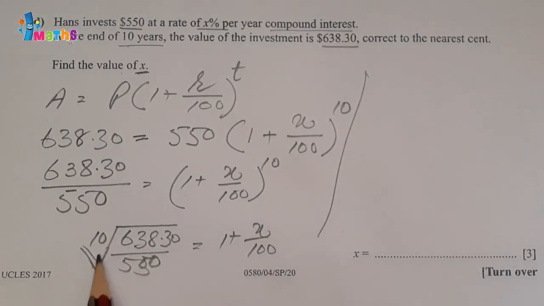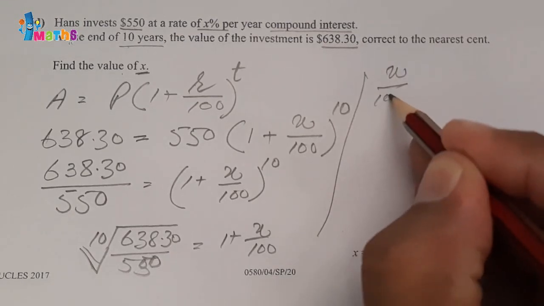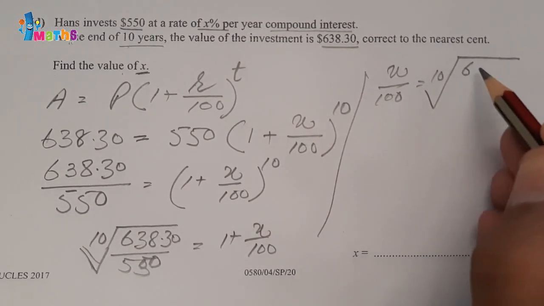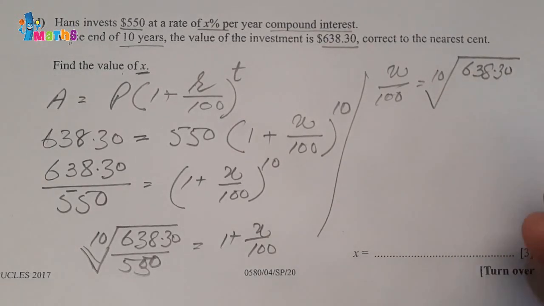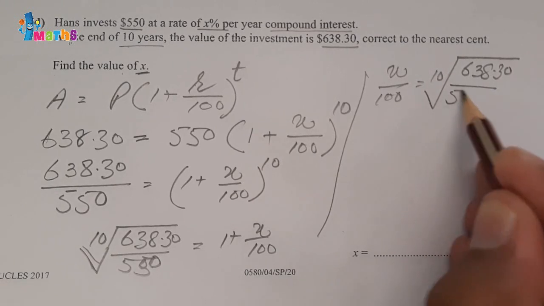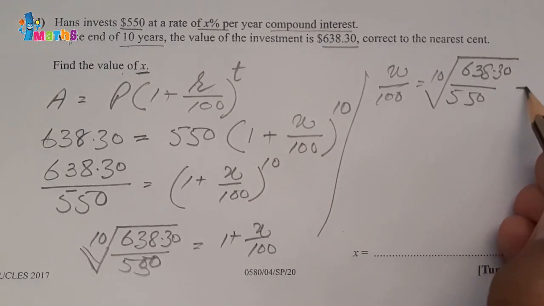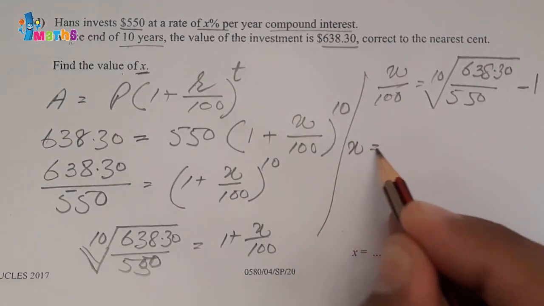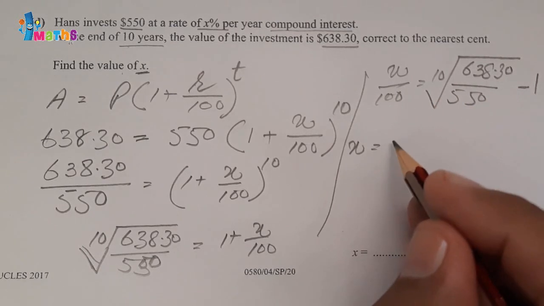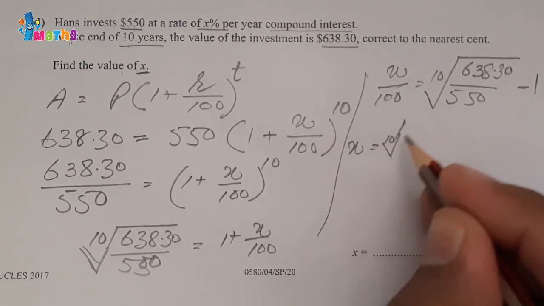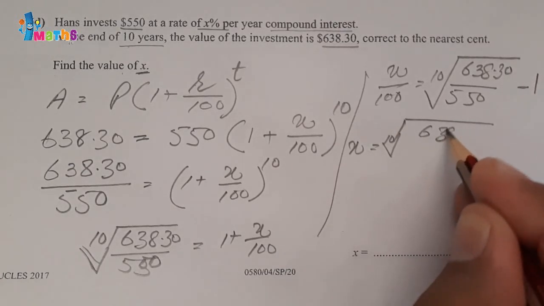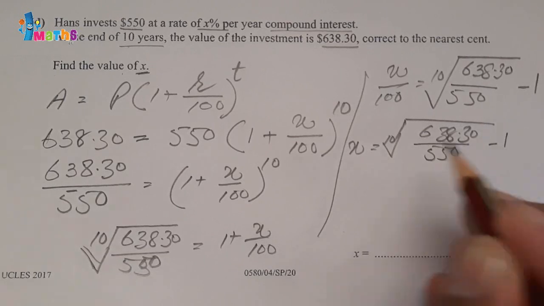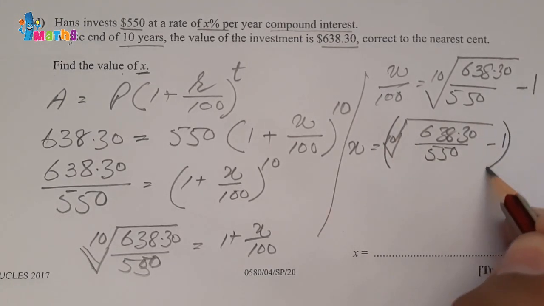Now we will shift 1 also to the other side, so X over 100 will be equal to the 10th root of 638.30 over 550, minus 1. Now 100 we have to shift to the other side, so X will be equal to this whole thing multiplied by 100. So we will write here the 10th root of 638.30 over 550, minus 1, this whole thing multiplied by 100.